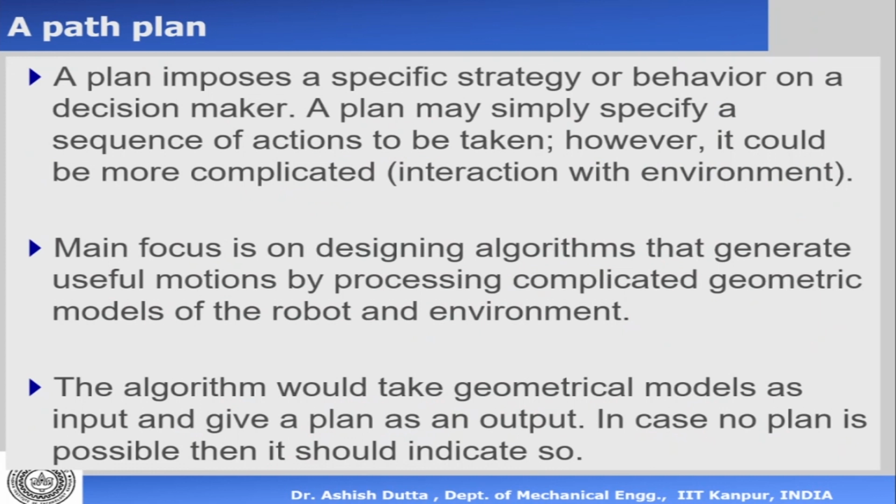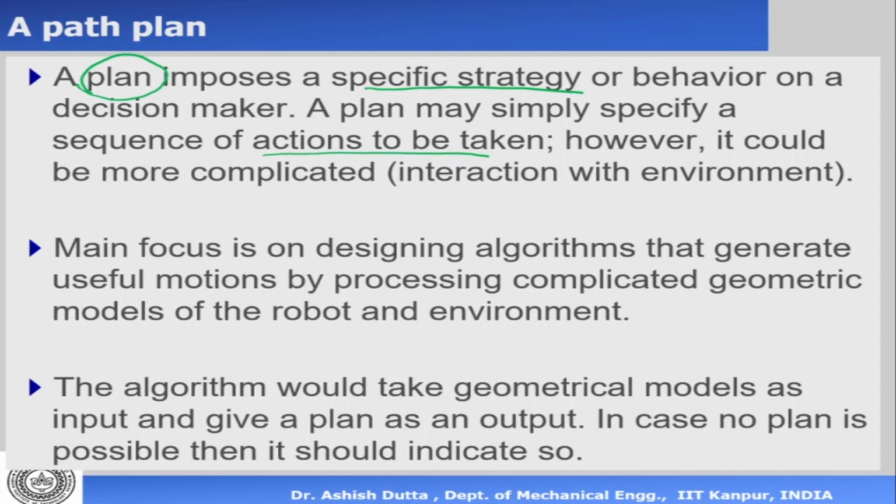Now, a plan imposes a specific strategy or behavior on a decision maker. So a plan may simply specify a sequence of actions to be taken. However, it could be more complicated. By definition of a plan, we mean it basically imposes a specific strategy or behavior on a decision maker. What is the strategy? Go towards the goal, move towards the goal, don't hit the obstacle. Or it may simply specify a sequence of actions.